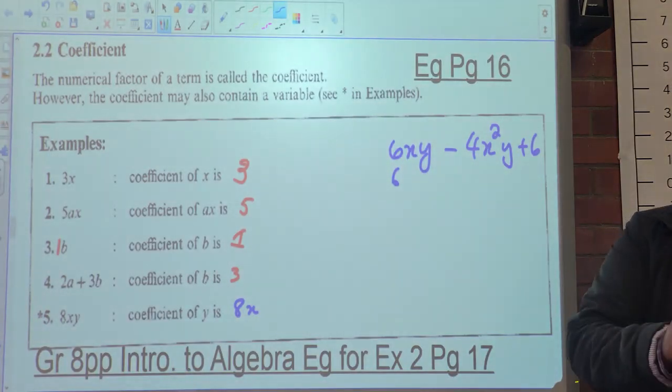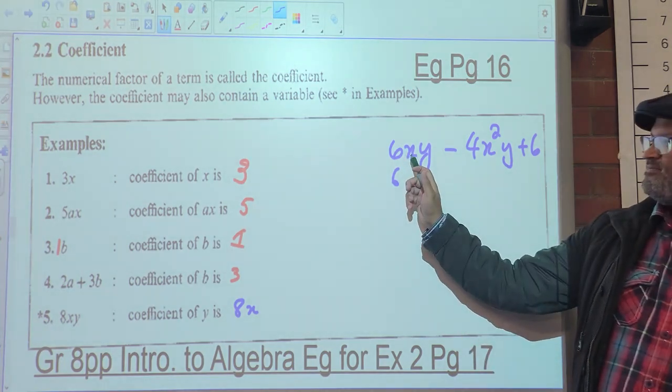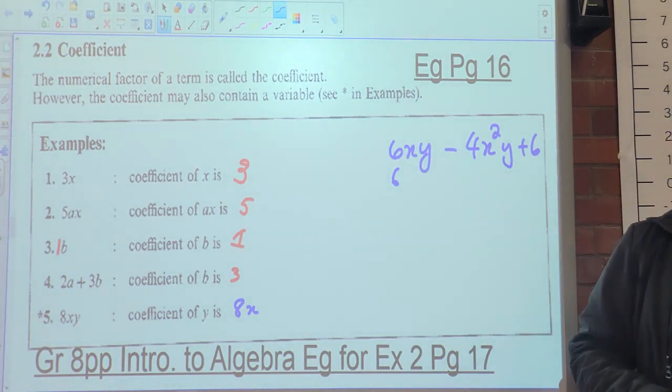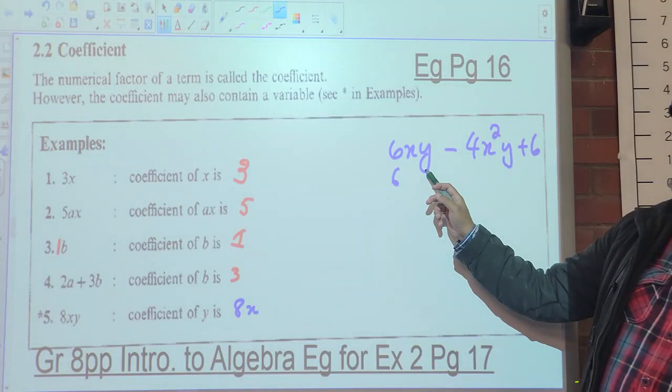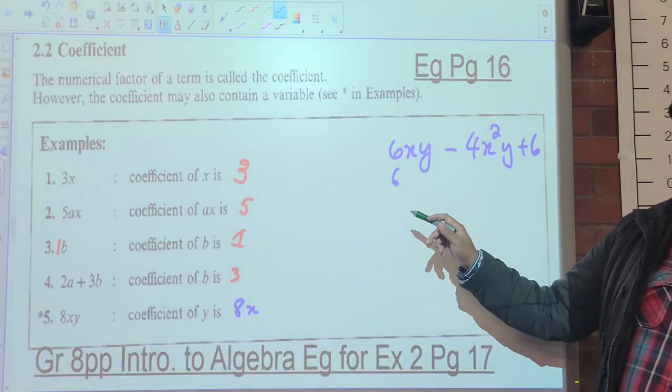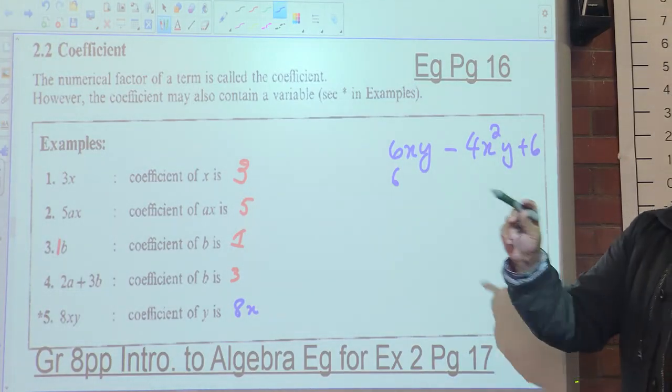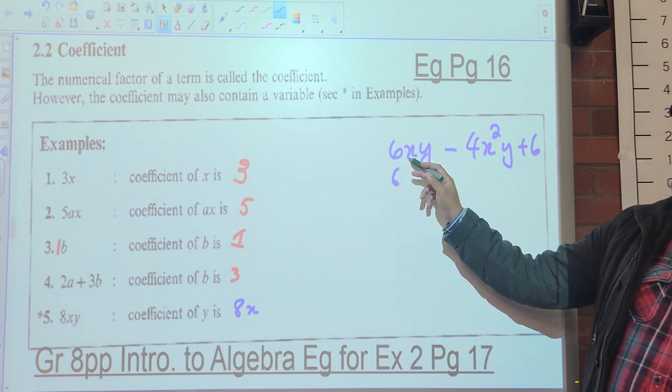What is the numerical coefficient of x? 6. What's the coefficient of y? 6x. What is the coefficient of x?